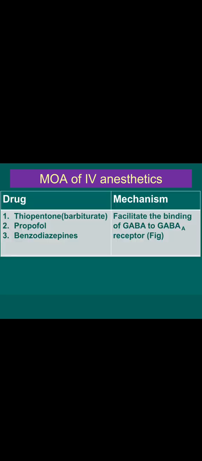So coming to the mechanism of action of IV anesthetic agents, thiopentone sodium, propofol, benzodiazepines, all of these agents facilitate the binding of GABA to the GABA A receptor. As we know, GABA is an inhibitory neurotransmitter. When this GABA binds to the GABA A receptor, what will happen? Inhibitory neurotransmission will be obtained, that is there is no impulse transmission during this phase.